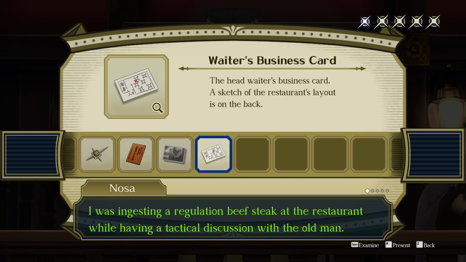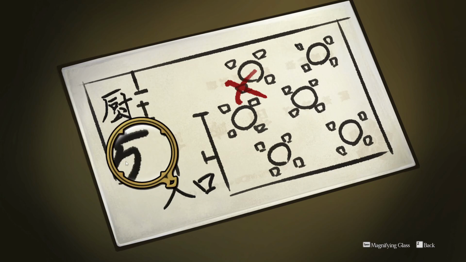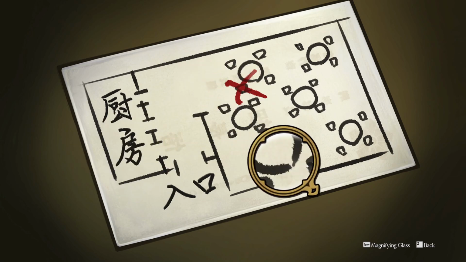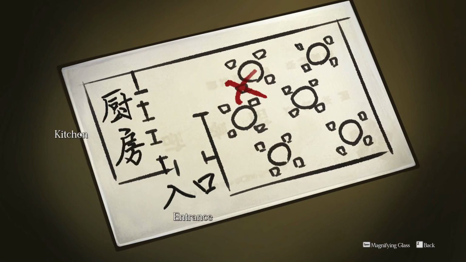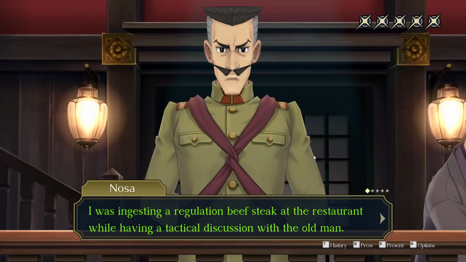The head waiter's card. A sketch of the restaurant's layout is on the back. Let's look at this. I don't think I need the magnifying glass here. Kitchen's over here. The entrance is here. We've got the seat here. This is where the guy who was killed, presumably, which means we must be like, we're okay. Okay, let's read what we've got.